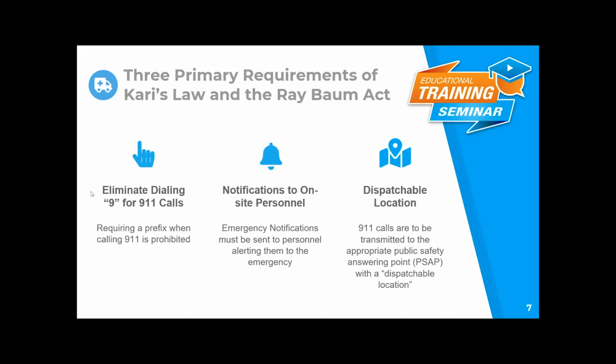Two, ensure your provider has the ability with emergency notifications to be sent to designated extensions for personnel, alerting them to the emergency. And three, confirm that the SIP trunk provider can route 911 calls to be transmitted to the appropriate first responder with the dispatchable location. Not all SIP trunking providers are Kari's Law and Ray Baum's Act compliant. More in the US than in Canada. This is absolutely necessary, especially with these given hard times and remote workers.